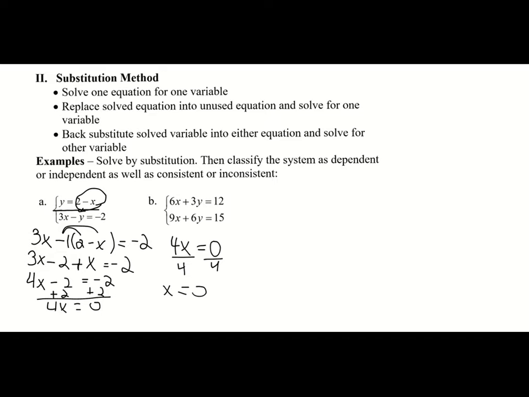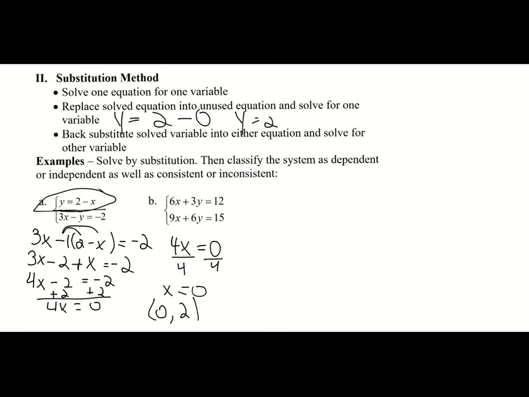Now to find out what y is, we can go back up to the easy equation. I know y equals 2 minus x. We know that x is 0, so instead of that x, I'm going to plug in a 0. So now we know y equals 2. The solution to this system is x is 0 and y is 2, or (0, 2).